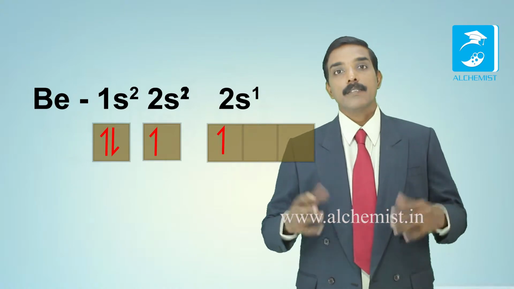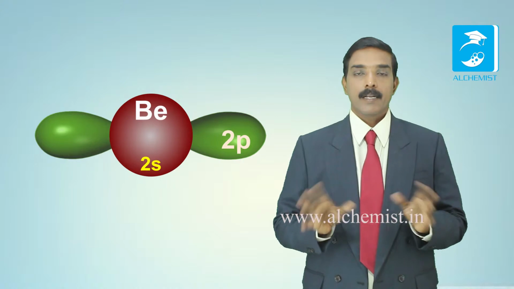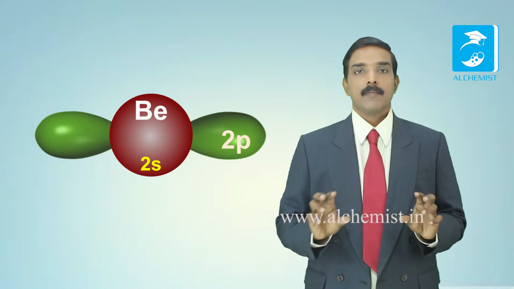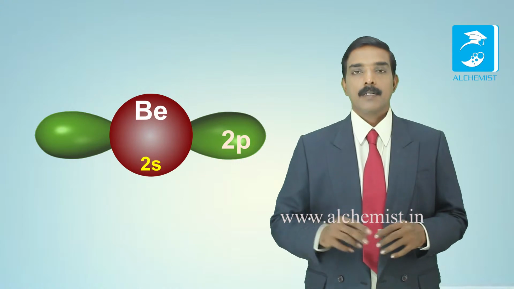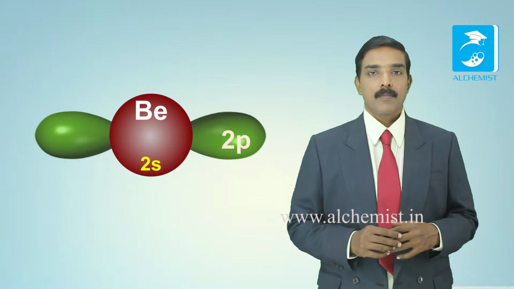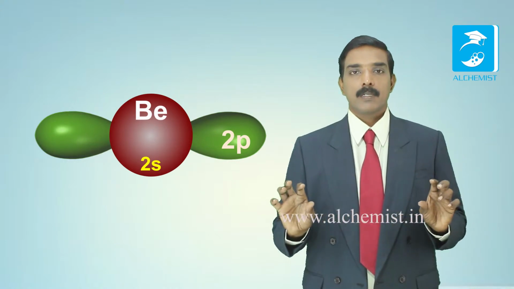But there exists another problem. The two half-filled orbitals in beryllium atom, which forms bond with the two chlorine atoms, are not identical. That means the two beryllium chlorine bonds must be different. But this is not what is observed in a real beryllium chloride molecule. Here, the two beryllium chlorine bonds in a real beryllium chloride molecule are identical. How can we explain this phenomenon?